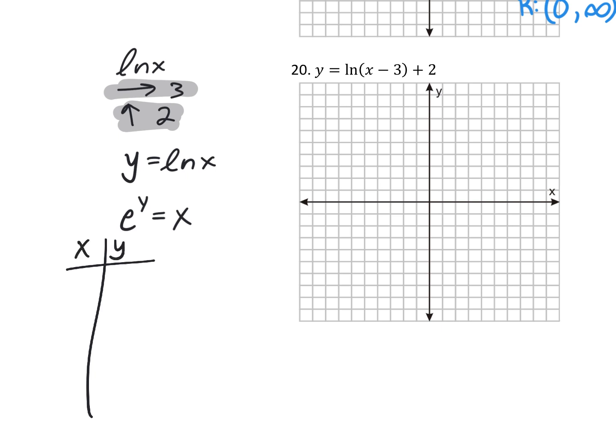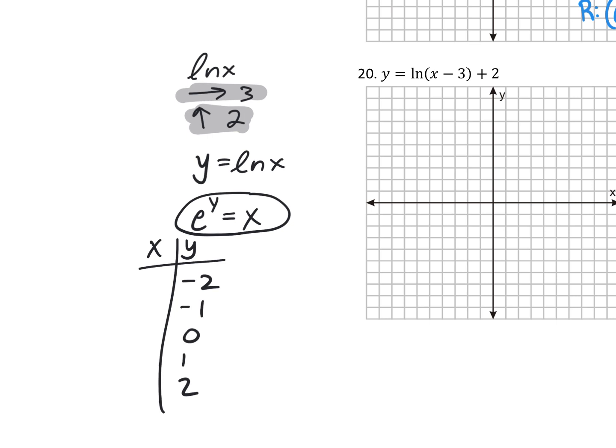With logarithms, my recommendation is to convert to exponential form and plug in y as your input as opposed to x. What do I mean by that? Well, we can choose any values we like. Let's say -2, -1, 0, 1, and 2. We don't need that many points, but I think it'll be helpful to determine which ones are useful and which ones maybe not as much.